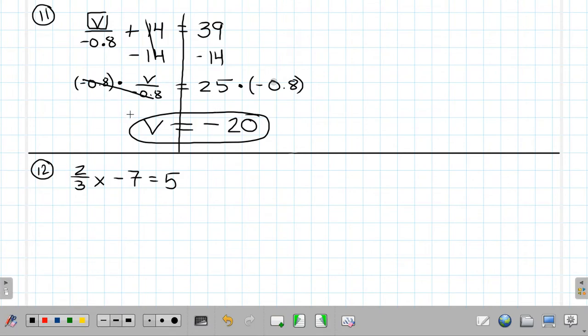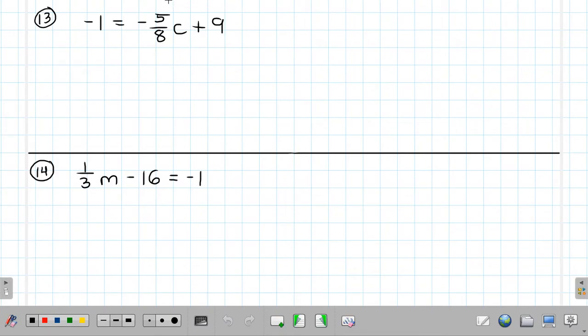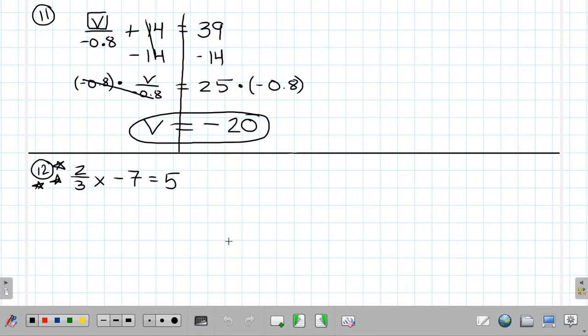But then we get to number 12, and I'm going to put some stars by number 12. Same thing with numbers 13 and 14, so I'll go ahead and put stars by them for when we get to it, because the way you work all of these questions is going to pretty much work out the same.